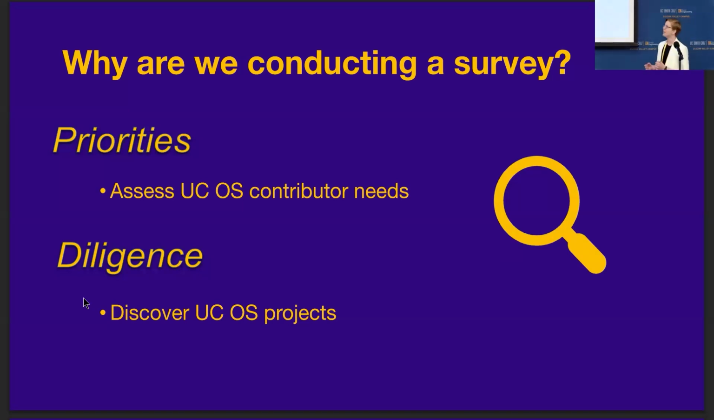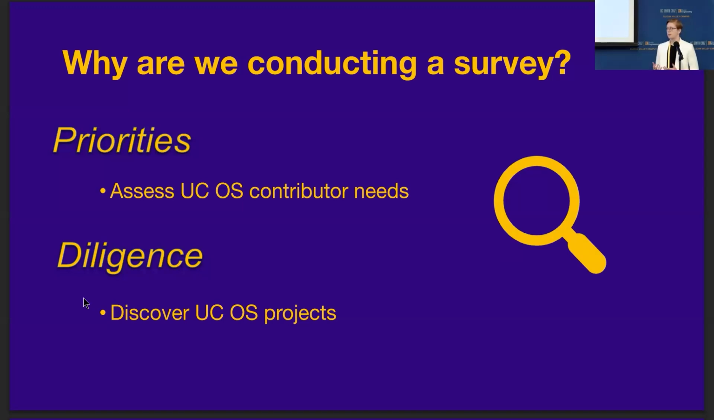Essentially, we're doing this for two reasons, an abbreviated list of reasons: priorities and diligence. There's a priorities section of the survey and a diligence section. It's mostly about priorities, asking open source contributors what they would like out of an OSPO, what are the top challenges they've encountered and how frequently, and what are the solutions that would be most useful to them.